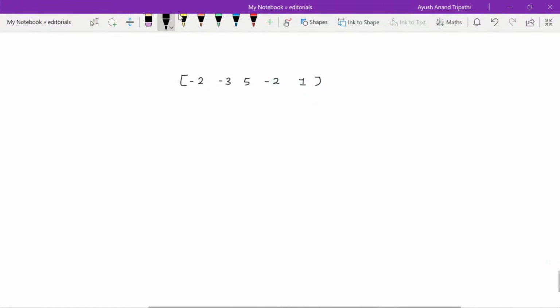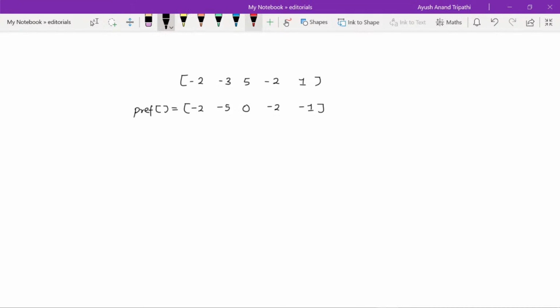So we first find the prefix for every index, the prefix array. So for index 0, the prefix sum is -2, then -2 plus -3, which is equal to -5, then 0, then here it is -2, and then -1, right? This is the prefix array.